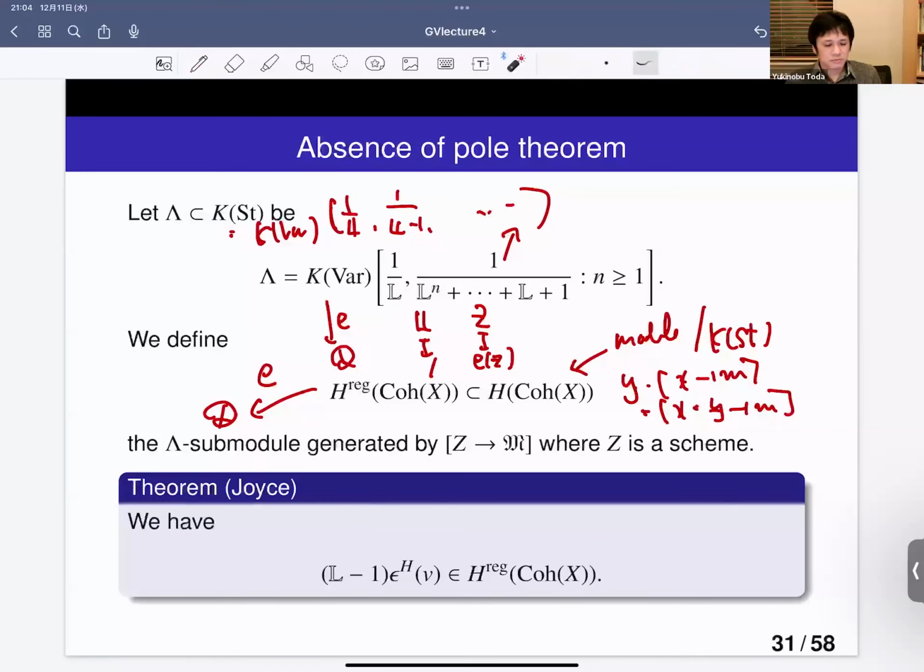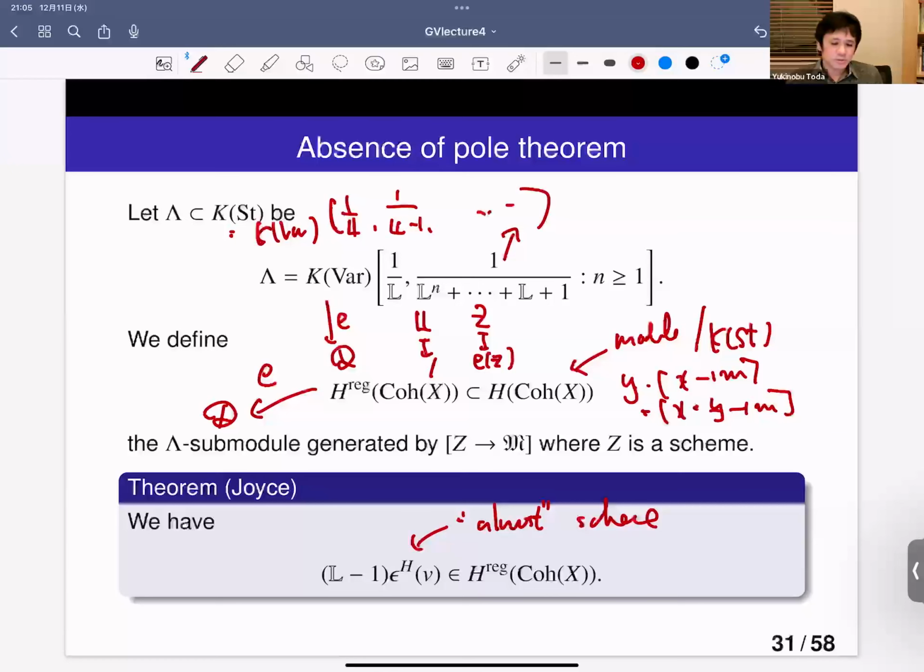So the result by Joyce is that if you take the multiplication by L minus 1 with this epsilon function, then this lies in the regular part. So this means that, by taking the epsilon function, this is almost a scheme rather than a stack.